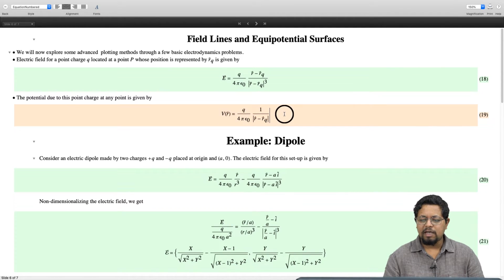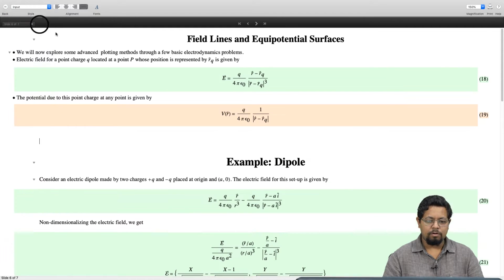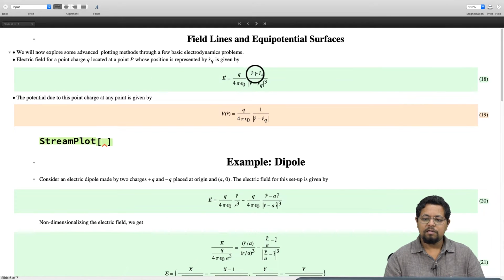The potential for the same is given by this expression, where the potential goes like 1 over the modulus of r minus r_q multiplied by this constant q by 4 pi epsilon naught. Alright, let's go ahead and plot streamlines for this electric field. In order to do that, we will make use of StreamPlot, and this electric field goes like r by r cube, where we have vector r in the numerator and r cube in the denominator.